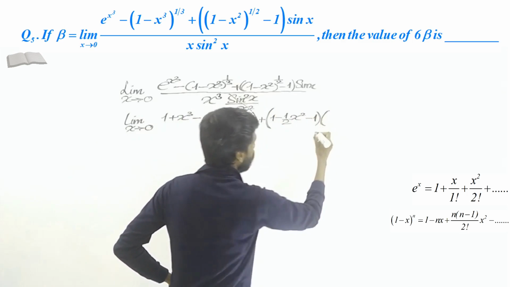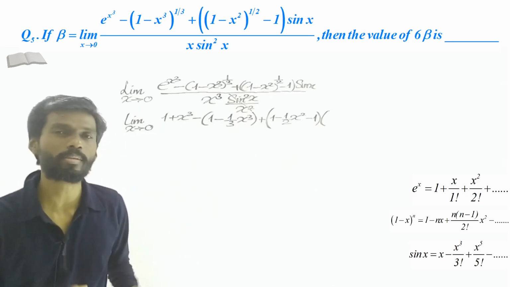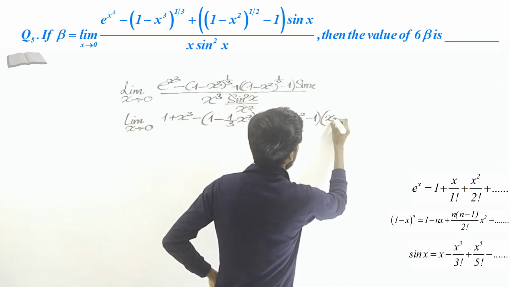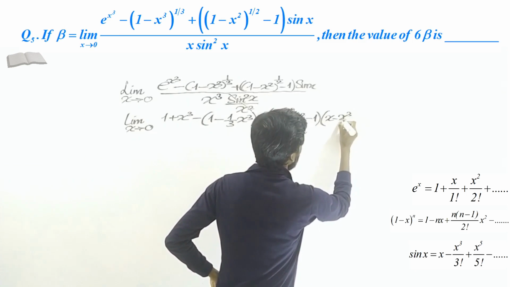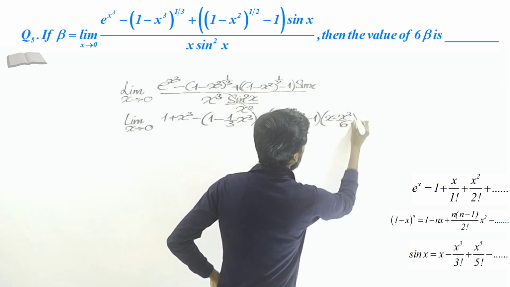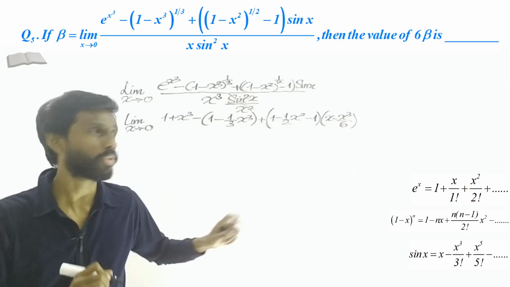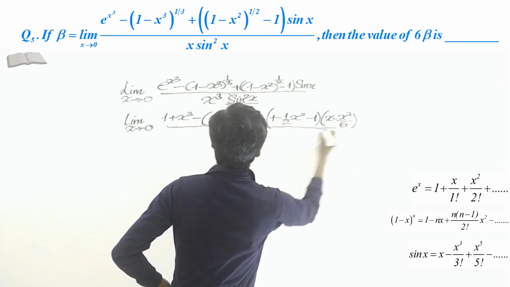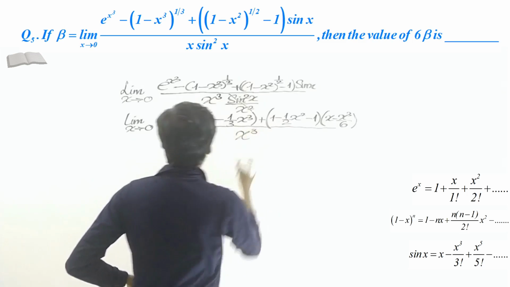And sine x series, so we know the sine x series. So x minus x cube divided by 3 factorial, etc. Yes, so x minus x cube divided by 3 factorial, which is 6. Again, we write only 2 terms. Okay, so this whole thing is divided by x cube. So that's it. Now many terms get cancelled here.